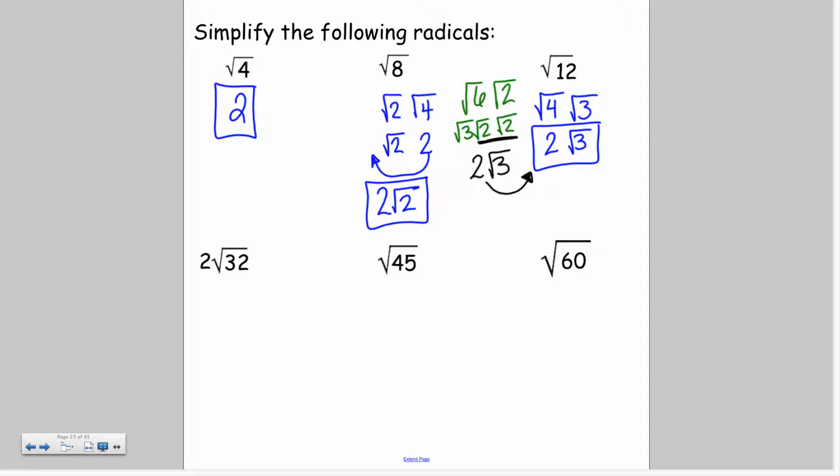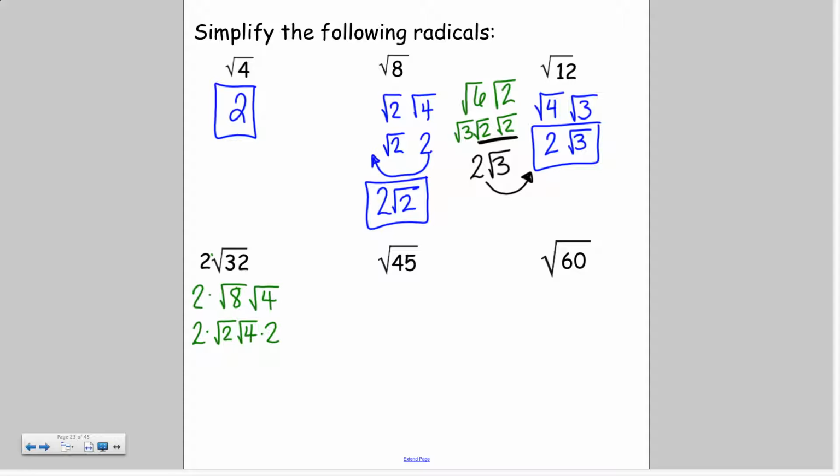Now, if we look at 2 square roots of 32, 32 is not a perfect square, but it has 8 and it has 4. Now, I want to leave that 2 out front because it's being multiplied by the square root of 32. All right? So we have 2. 8 is not a perfect square, but it can be multiplied by 2 and 4. And then 4 is a perfect square, so 2, and that's being multiplied as well.